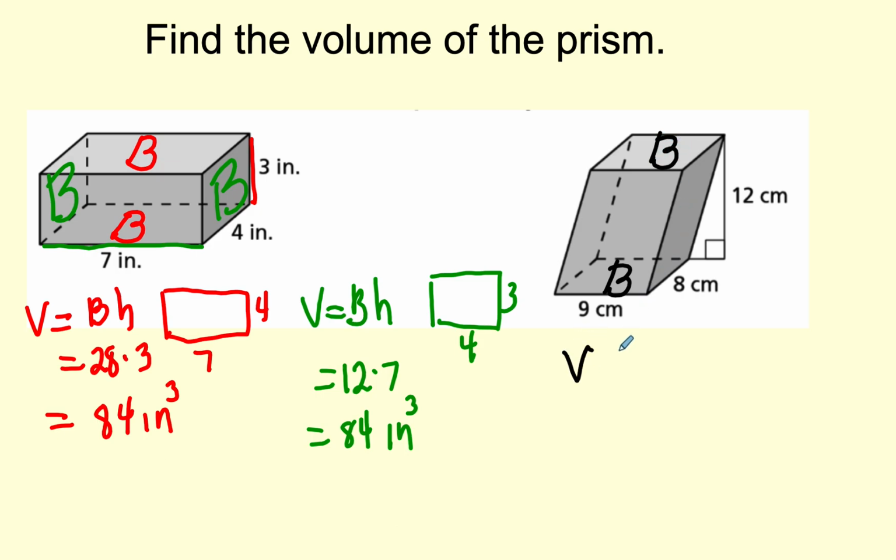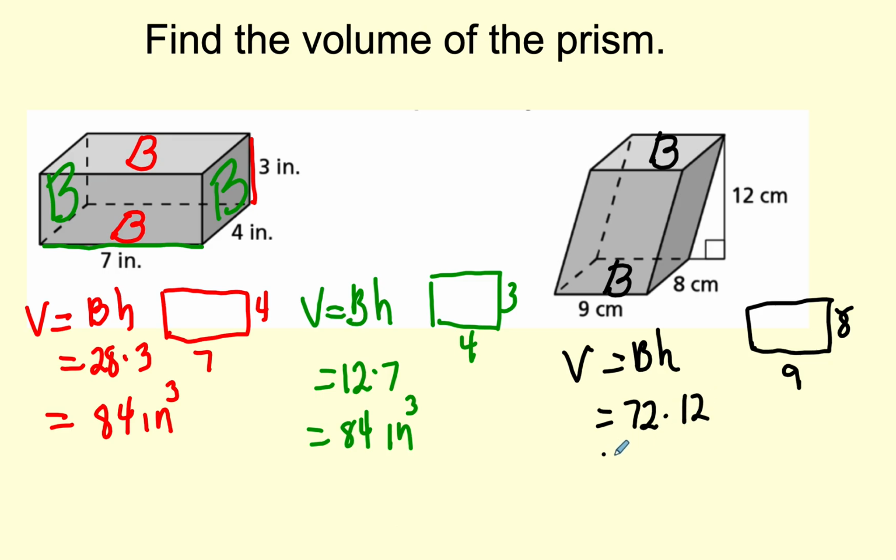So volume is equal to the area of the base times the height. Let's go ahead and draw the base, and the base is a rectangle. It's a 9 by 8. So that base will be 72. Now the number of stacks is 12. That's the height. And when we multiply those two numbers, 72 times 12 is 864, and that'll be cubic centimeters.